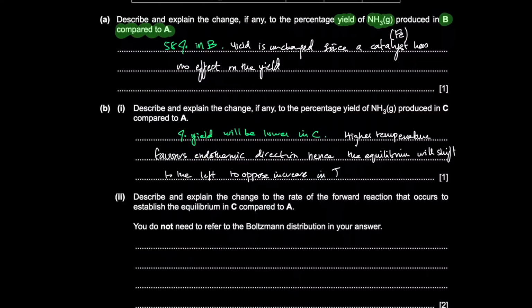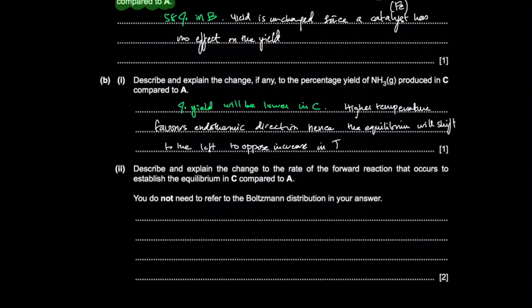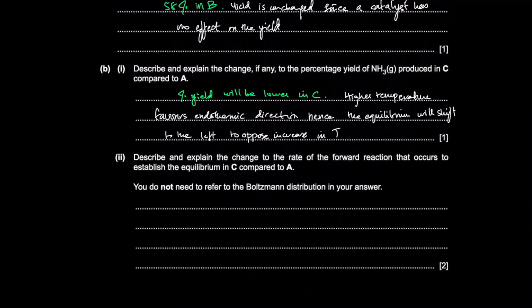They won't always require this in answers, but it's always good to say it. Okay. Describe and explain the change to the rate of the forward reaction that occurs to establish the equilibrium in C compared to A. You do not need to refer to the Boltzmann distribution. So we need to just talk about the effect on rate, right? Now, it says the rate of the forward reaction.